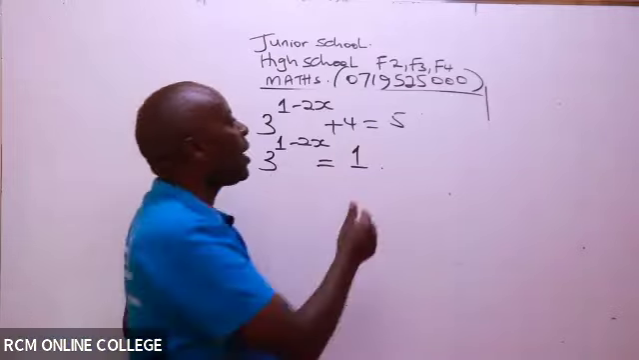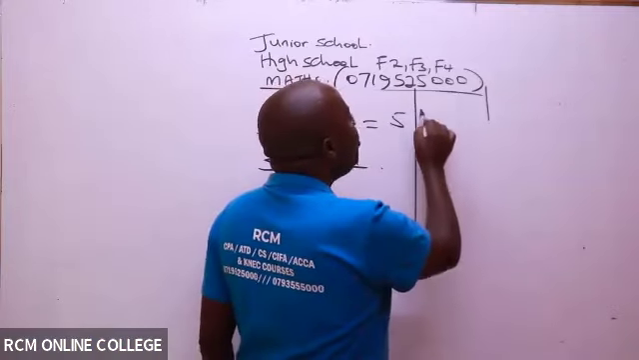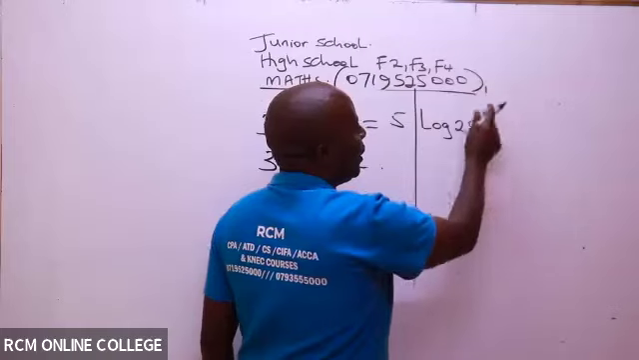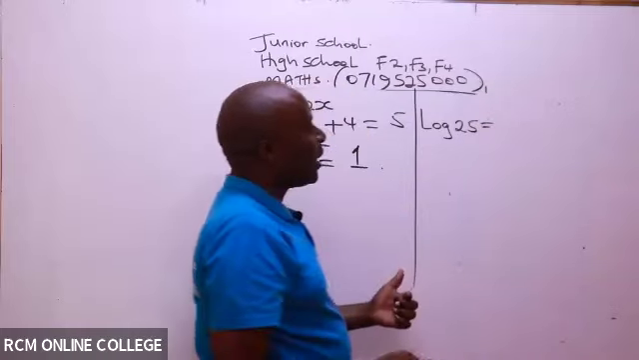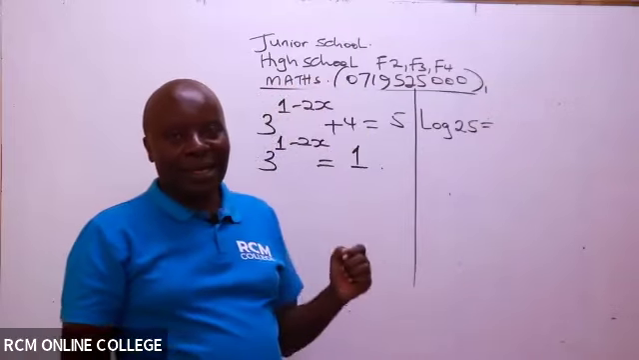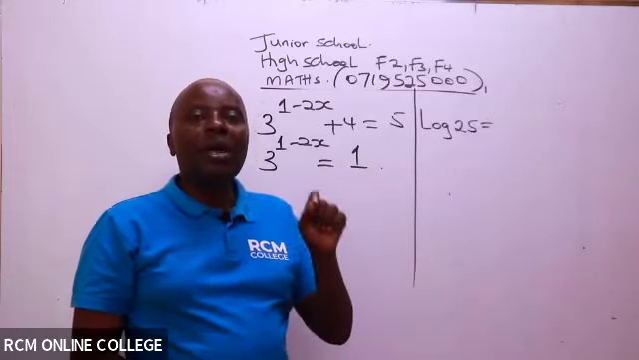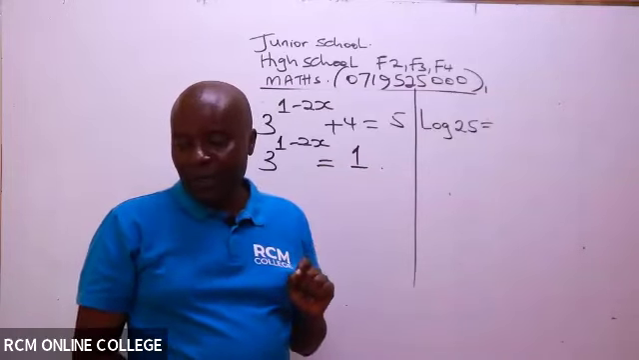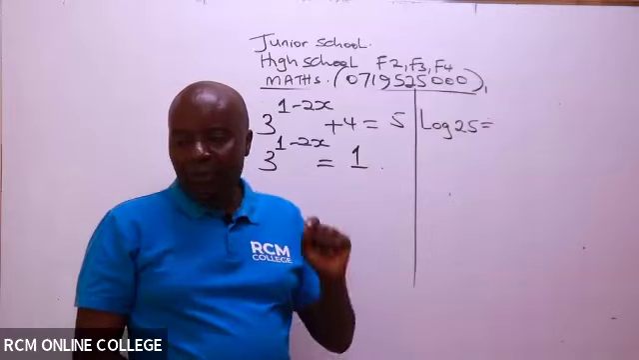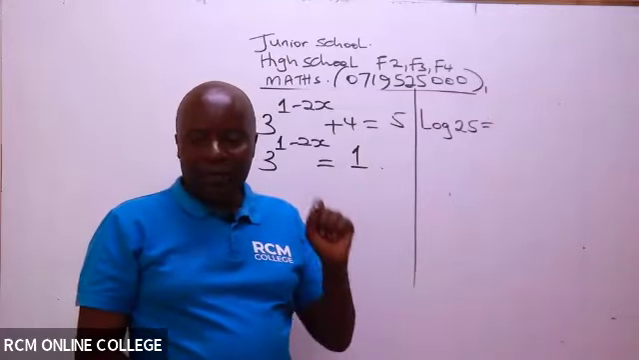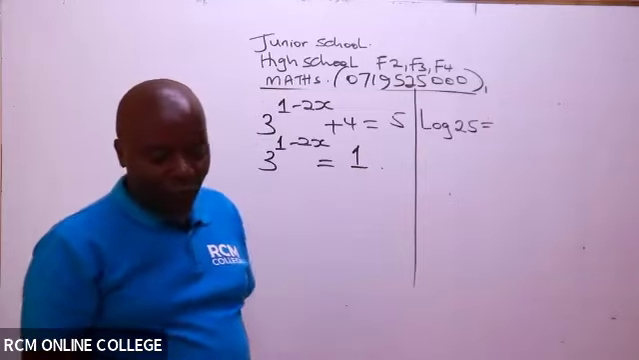And before I proceed now with this, I would want you using your calculators, without using your tables, in which case you'll be talking of mantissa and characteristic. I don't want those mantissas and characteristics, no. I want you to use your calculator and tell me what is logarithm 25. Somebody, what is logarithm 25? Somebody give me the answer from your calculator.